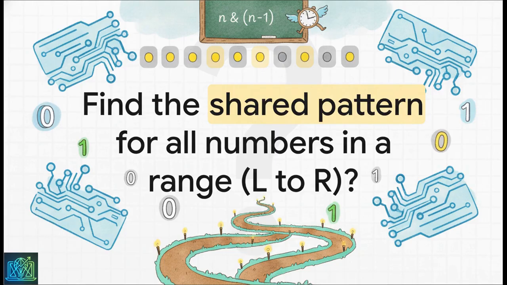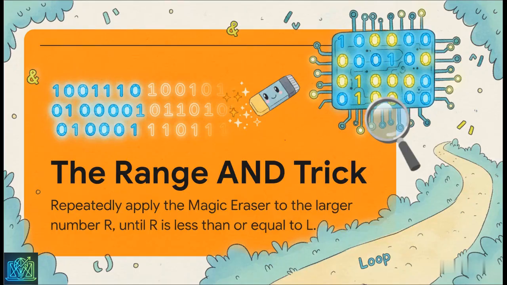We need a bit of magic. So here's the deep insight. Within any range of numbers, the lights on the right side are going to flicker on and off constantly. And any light that flickers, even just once, is going to be turned off when we AND everything together. The only lights that survive are the ones on the left, the ones that stay the same for the entire range. So how do we find them?